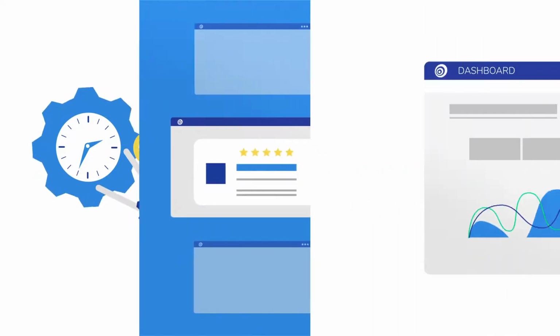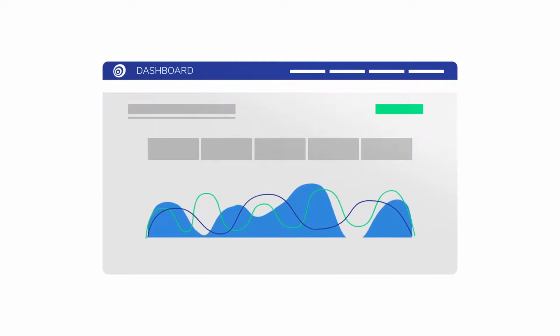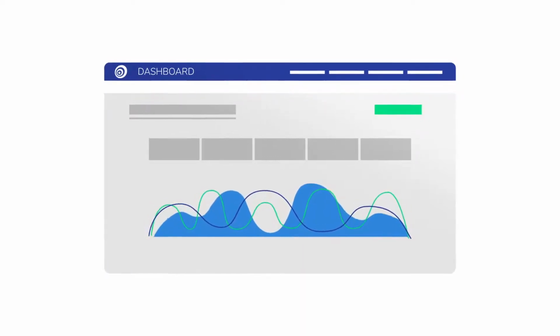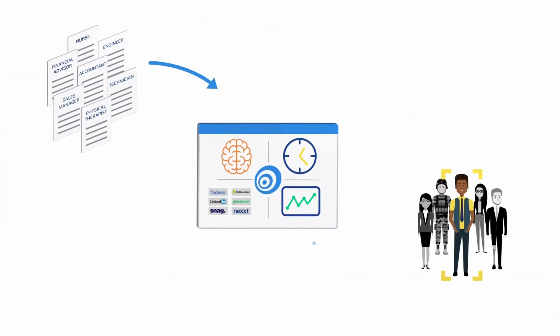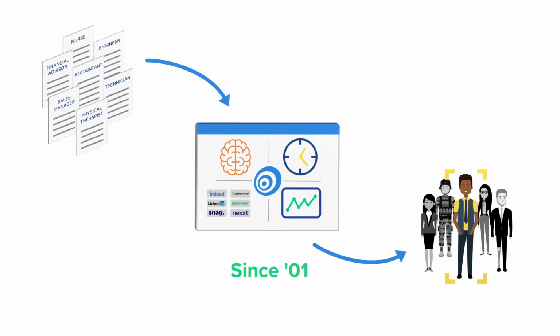Programmatic also provides a dashboard so you can measure performance and ROI. We helped one major company reduce their cost to hire by 41%. JobTarget has been helping organizations and the right candidates find each other since 2001.